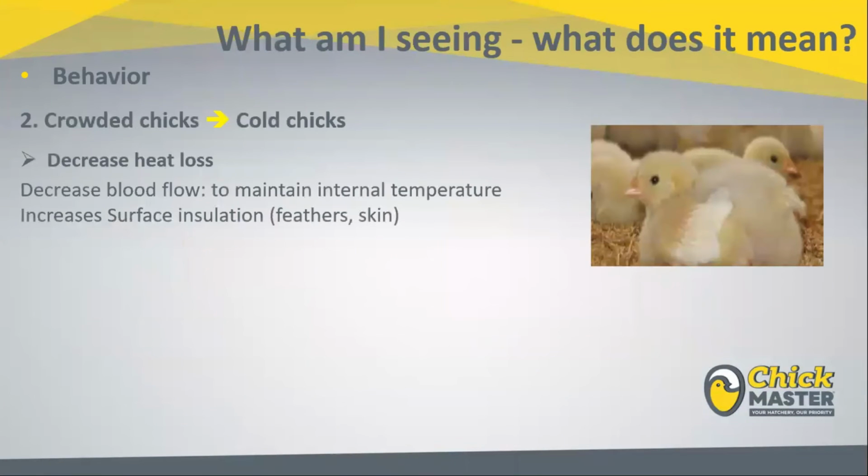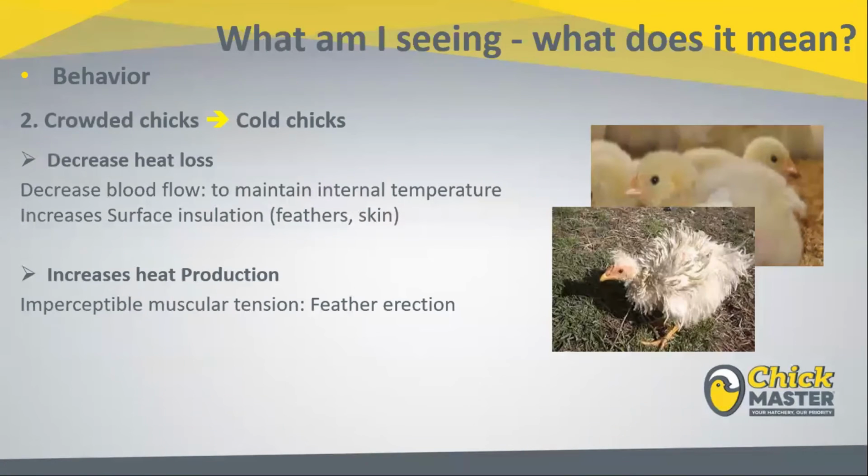If our chicks are crowded, they are probably cold. We will see that they try to decrease their heat loss as a reaction to this cold environment by decreasing their blood flow to maintain the internal temperature, and increasing their surface of insulation with their feathers, like we can see here in the picture. Our chicks will also increase their heat production by an imperceptible muscular tension with feather erection, like we can see in this picture.